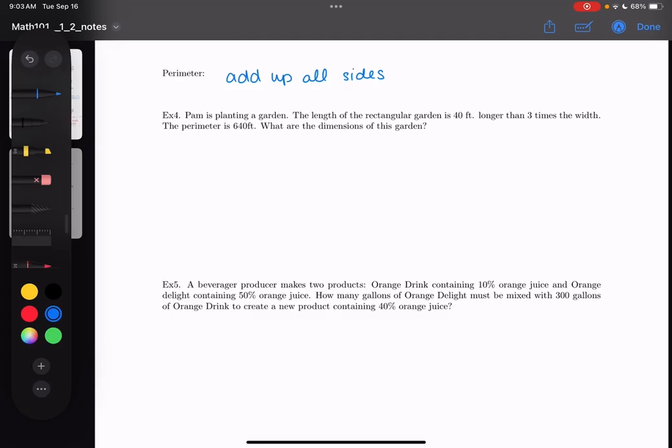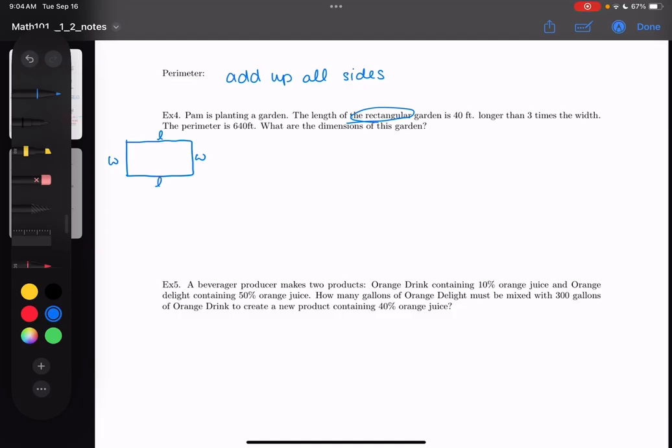Example 4: Pam is planting a garden, and the length of the rectangular garden is 40 feet longer than 3 times the width. The perimeter is 640 feet. What are the dimensions of this garden? So right here, since it's a rectangular garden, I know that I have 2 widths and I have 2 lengths.